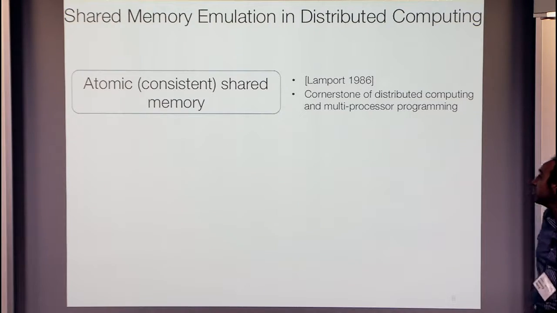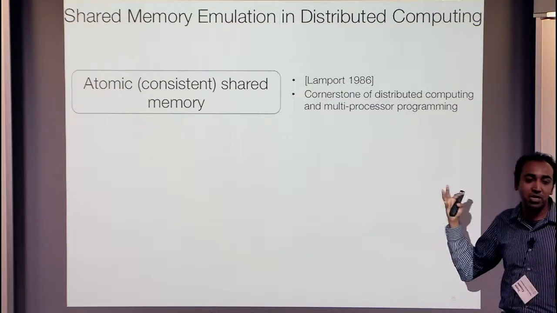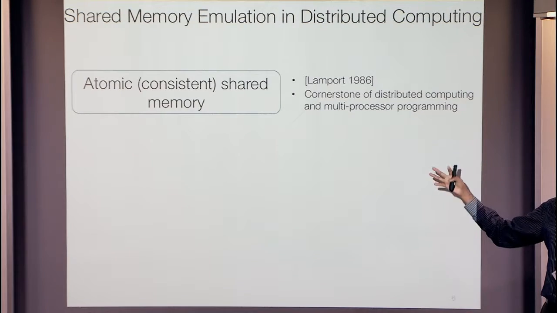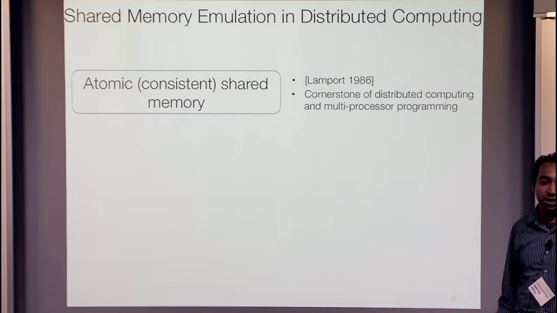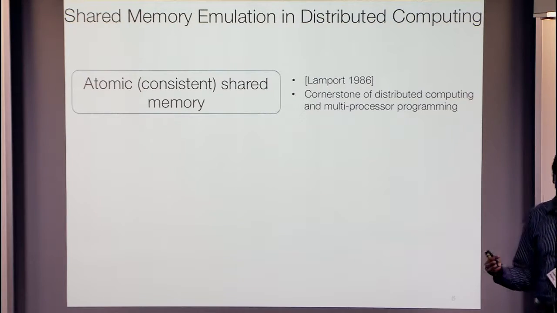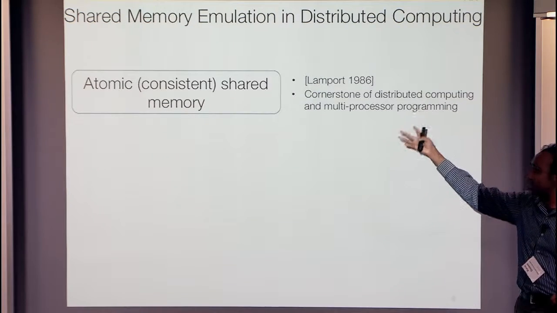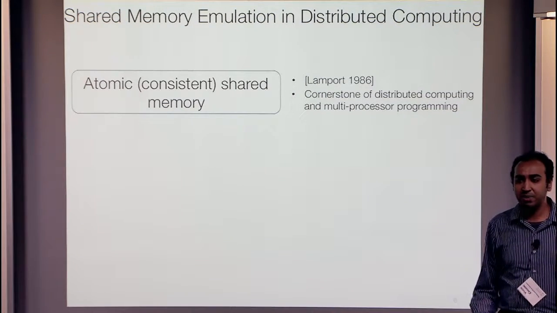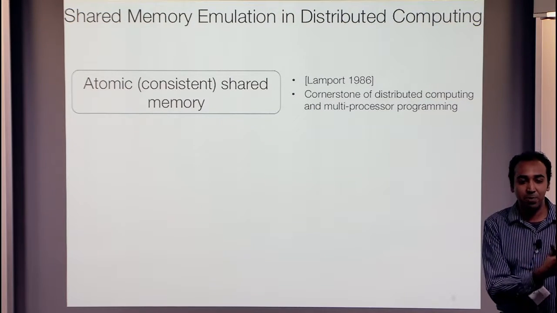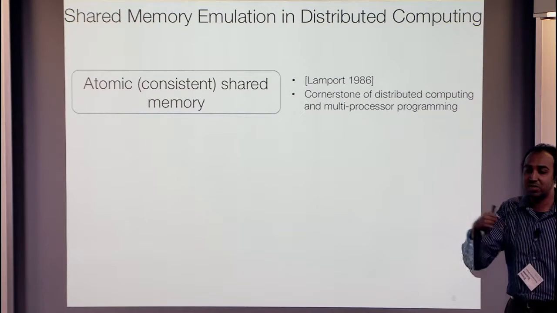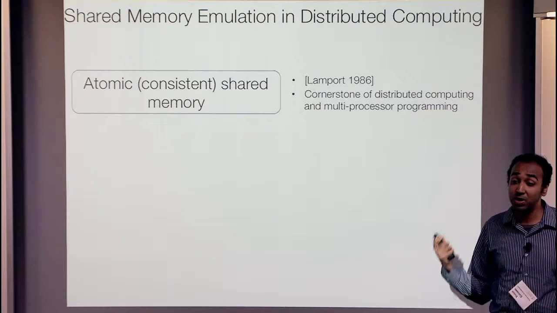Okay? So I'll begin with a brief history of shared memory emulation. These concepts were originally formulated by Lamport. The idea of consistency, or what is called atomicity, was formulated by Lamport in 1986. And it has gone on to become a cornerstone of distributed computing and multiprocessor programming. If you study things like databases, one of the things you learn is this concept of an atomic shared memory. Another place where people learn this commonly is when you learn multiprocessor programming, when people use an atomic shared memory to make the threads talk to each other. So these are standard concepts in several computer science courses.